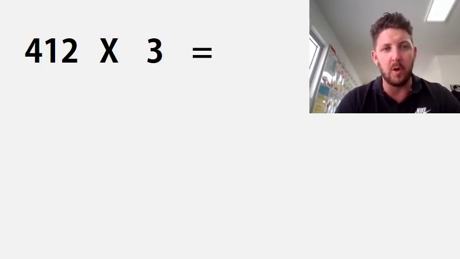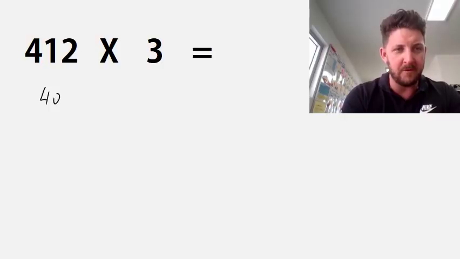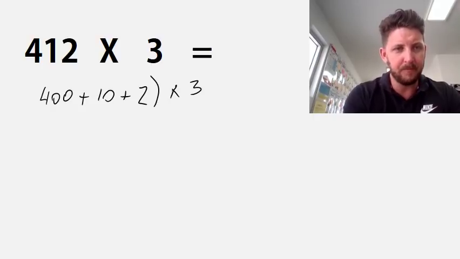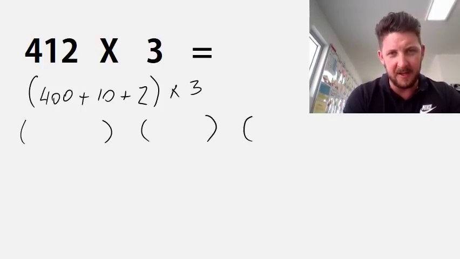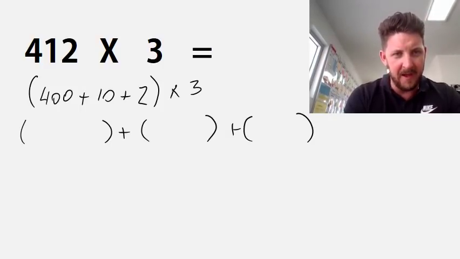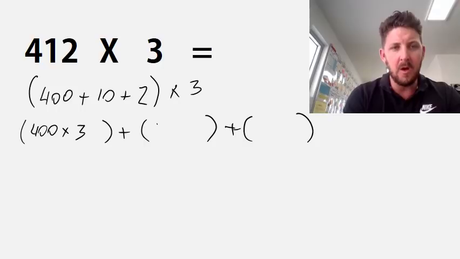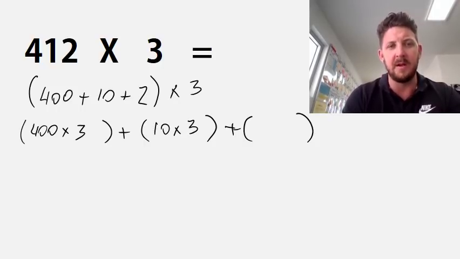Let's try again. So this time we've got 3 different houses. We've got 412 times 3. So we're going to start off and we're going to break it all down. So we've got 400 plus 10 plus 2. We're going to multiply it by 3. Knowing that, then we have 3 different parts to this sum, and I'm going to put the brackets down so you can see them before we add them together. So we have 400 times 3, 10 times 3, and 2 times 3.